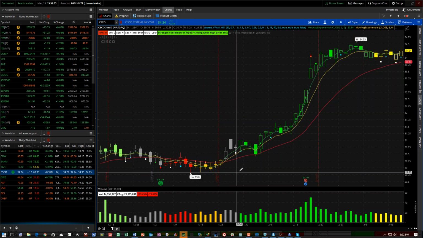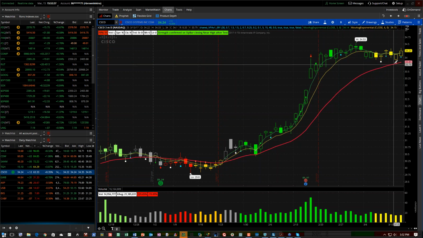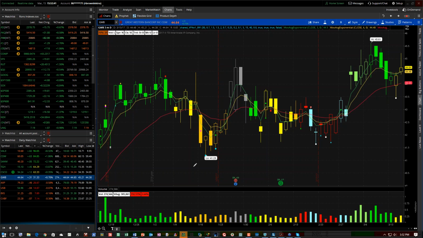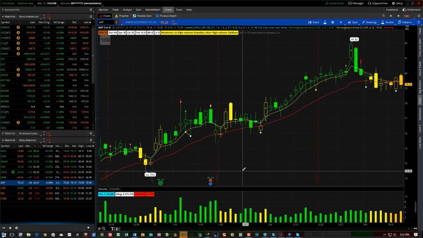Cisco, pretty flat stock, but the 3 was below the 6. Looks like it's crossing over today. GWB, this one had a good morning and then it fell back. And this is kind of a loose, sloppy chart. I'm not quite sure why I put it in there. I guess because it exhibited some of the things I was looking for, but I really don't like sloppy charts like this.